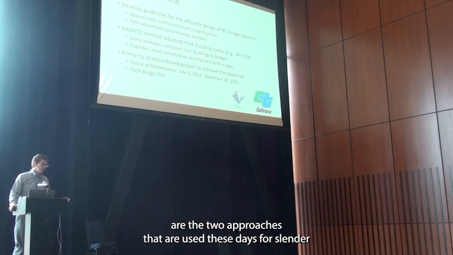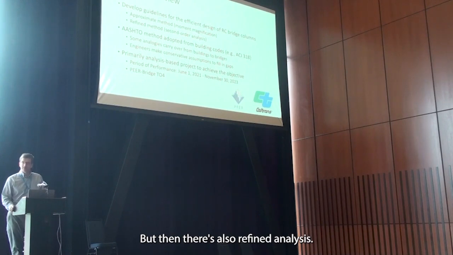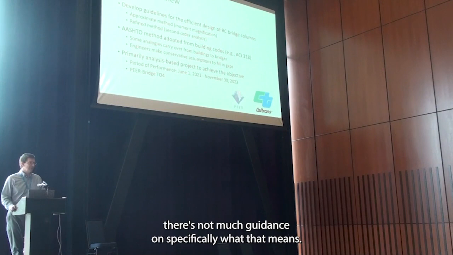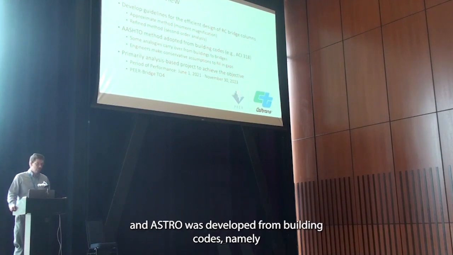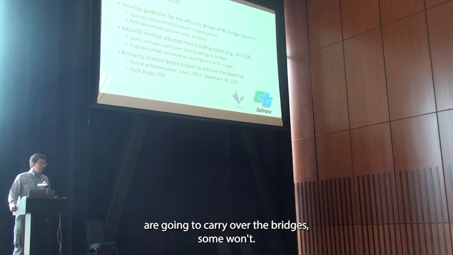The two approaches that are used these days for slender columns are the approximate method, which uses moment magnifiers, but then there's also refined analysis, and as we saw in the previous presentation, oftentimes there's not much guidance on specifically what that means. The moment magnifying approach in AASHTO was developed from building codes, namely the ACI building code 318. And some of the analogies are going to carry over to bridges, some won't.